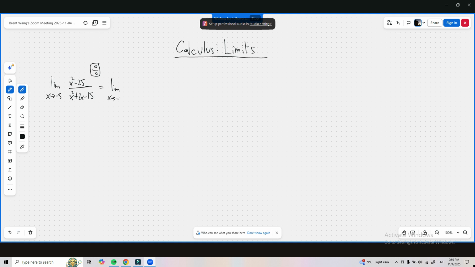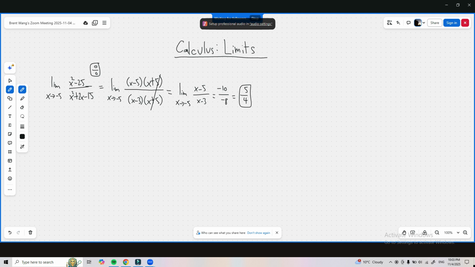So limit as x goes to negative 5, x squared minus 25, that's x minus 5, x plus 5. And the bottom here, x squared plus 2x minus 15, that's x minus 3, x plus 5. X plus 5 and x plus 5 cancel out, so you're left with limit as x goes to negative 5 of x minus 5 over x minus 3. And this is equal to negative 10 over negative 8 or 5 over 4.